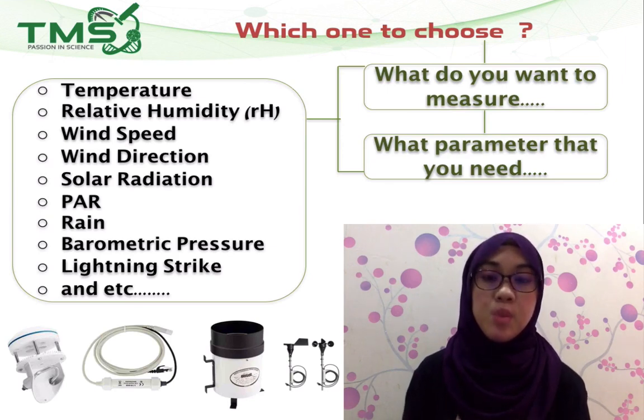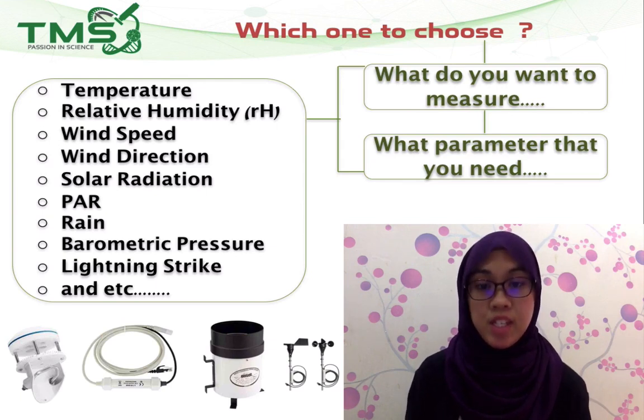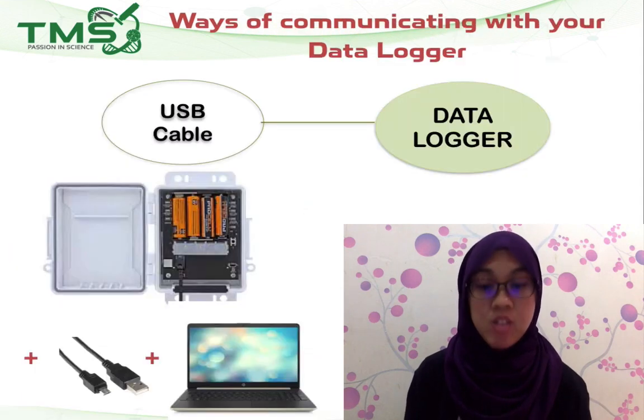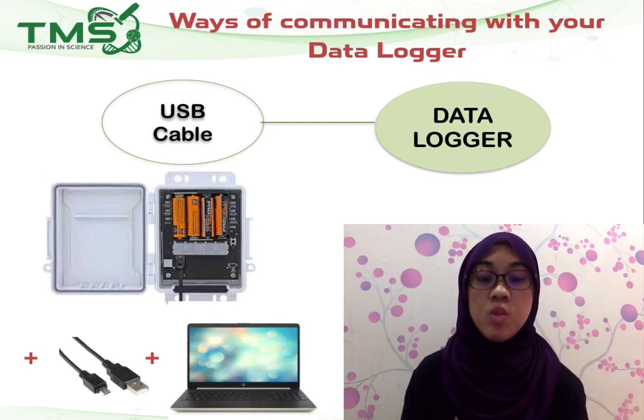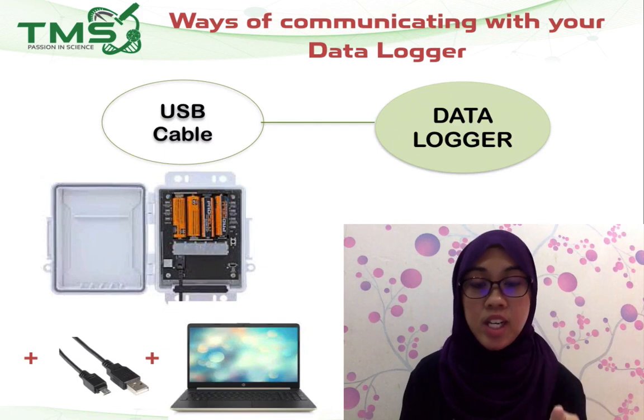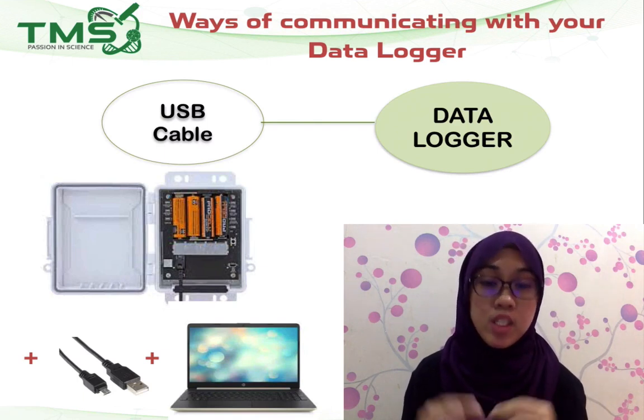Okay, now you know what parameters you want to measure, so you already know what sensors you need. Once you have all the sensors, you will need a data logger to log the data. There are many ways to communicate with the data logger. First, we have a USB cable. Once you connect all the sensors to the data logger, you retrieve the data by using a USB cable.